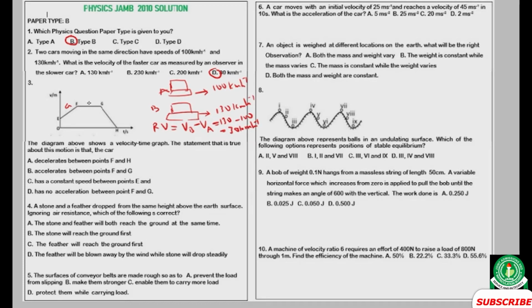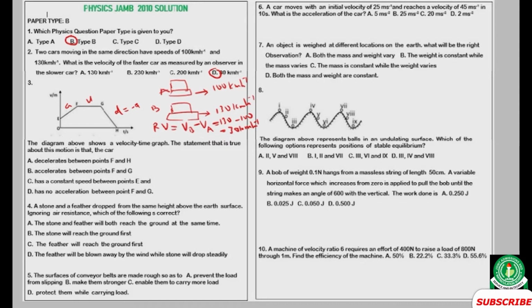Now here we have F and G. At this point F here we have uniform velocity. This is a uniform velocity. E to F is acceleration and F to G is uniform velocity. Then G to H here is deceleration, also known as minus A, or sometimes called deceleration.